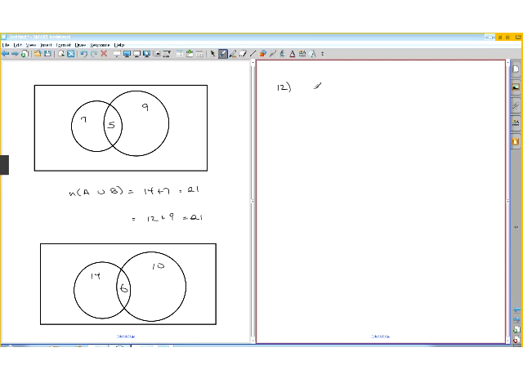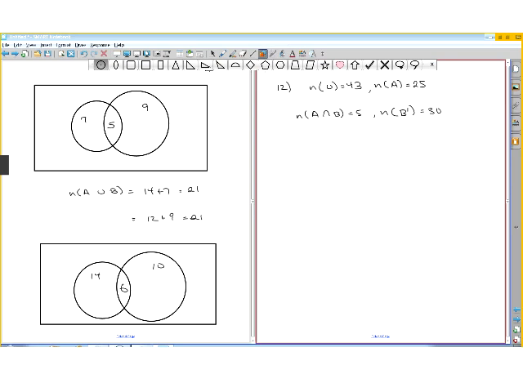Okay, let's see what we got next here. Let's do number 12. So 12, we have the number of elements in the universal set is 43. The number of elements in A is 25. The number of elements in A intersect B is 5. And the number of elements in the complement of B is 30.